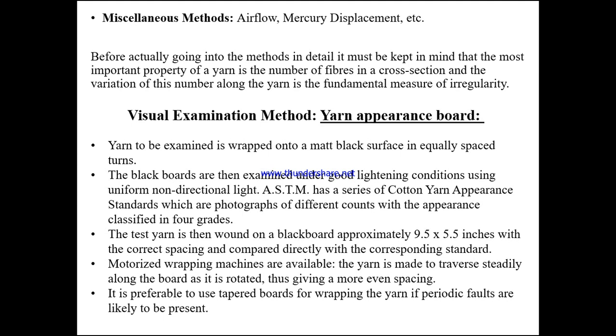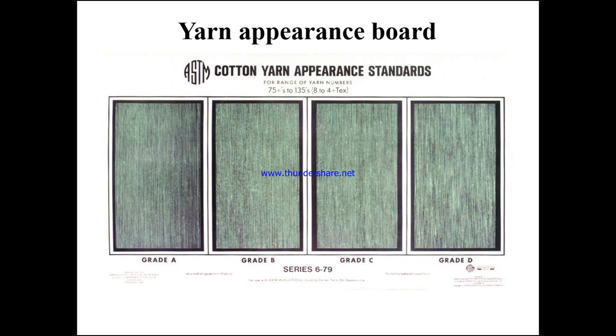Now, the visual examination method: the yarn appearance board. Here you can see the yarn appearance board. Yarns are wrapped over the board, and grading is given: grade A, grade B, grade C, and grade D. These are the standard yarn appearance boards. In grade A, there are very rare thick places, thin places and naps. In grade B, more thick and thin places are there. In C, you can see a little more of thick places, thin places, and naps. In grade D, a large number of thick and thin places are there.